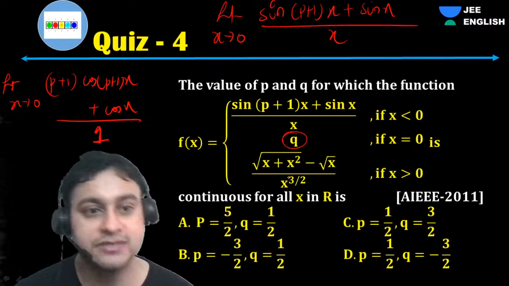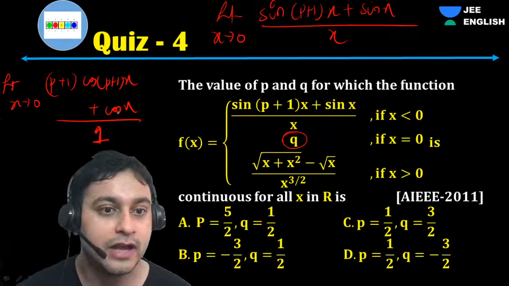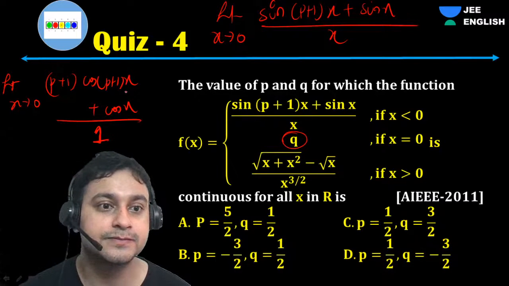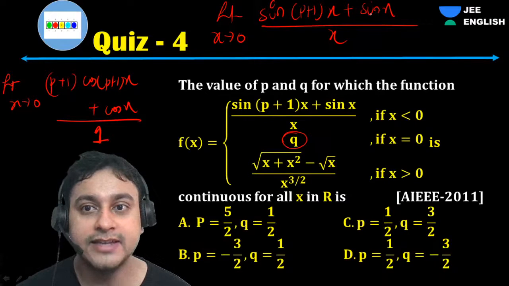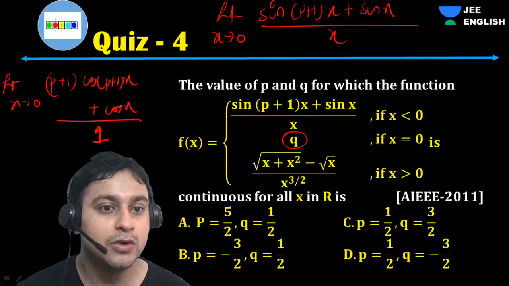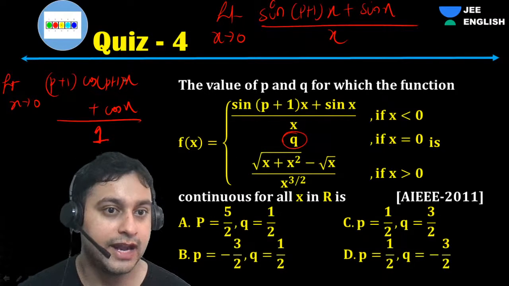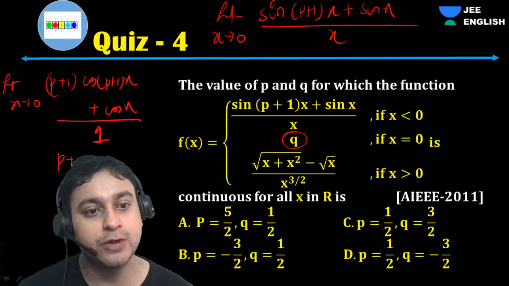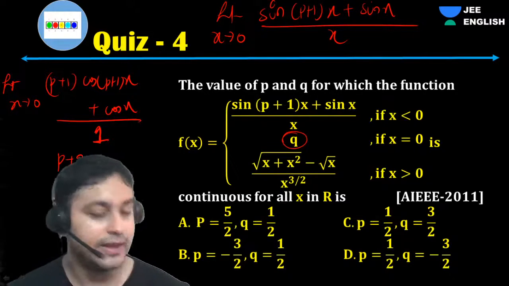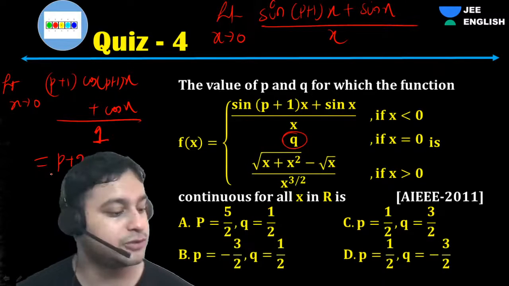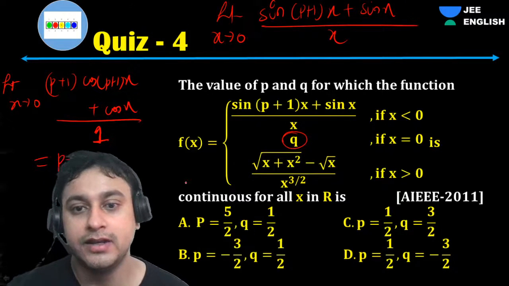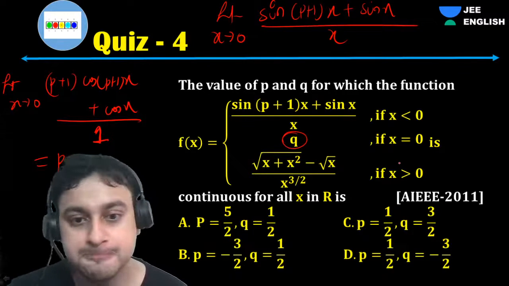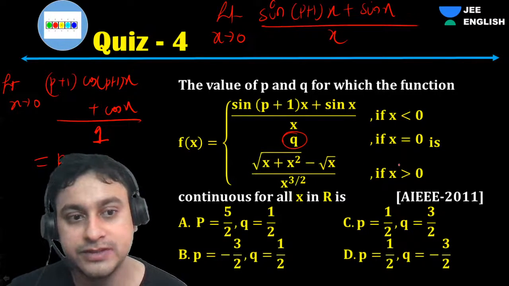Okay. So guys, what is happening? Now the 0 by 0 form has been removed. So what will we get? If you put x as 0, cos 0 will be 1, and this will be 1. So p plus 2, isn't it? So LHL is p plus 2. Right? Now, p plus 2 is equal to q. Okay? p plus 2 is equal to q.